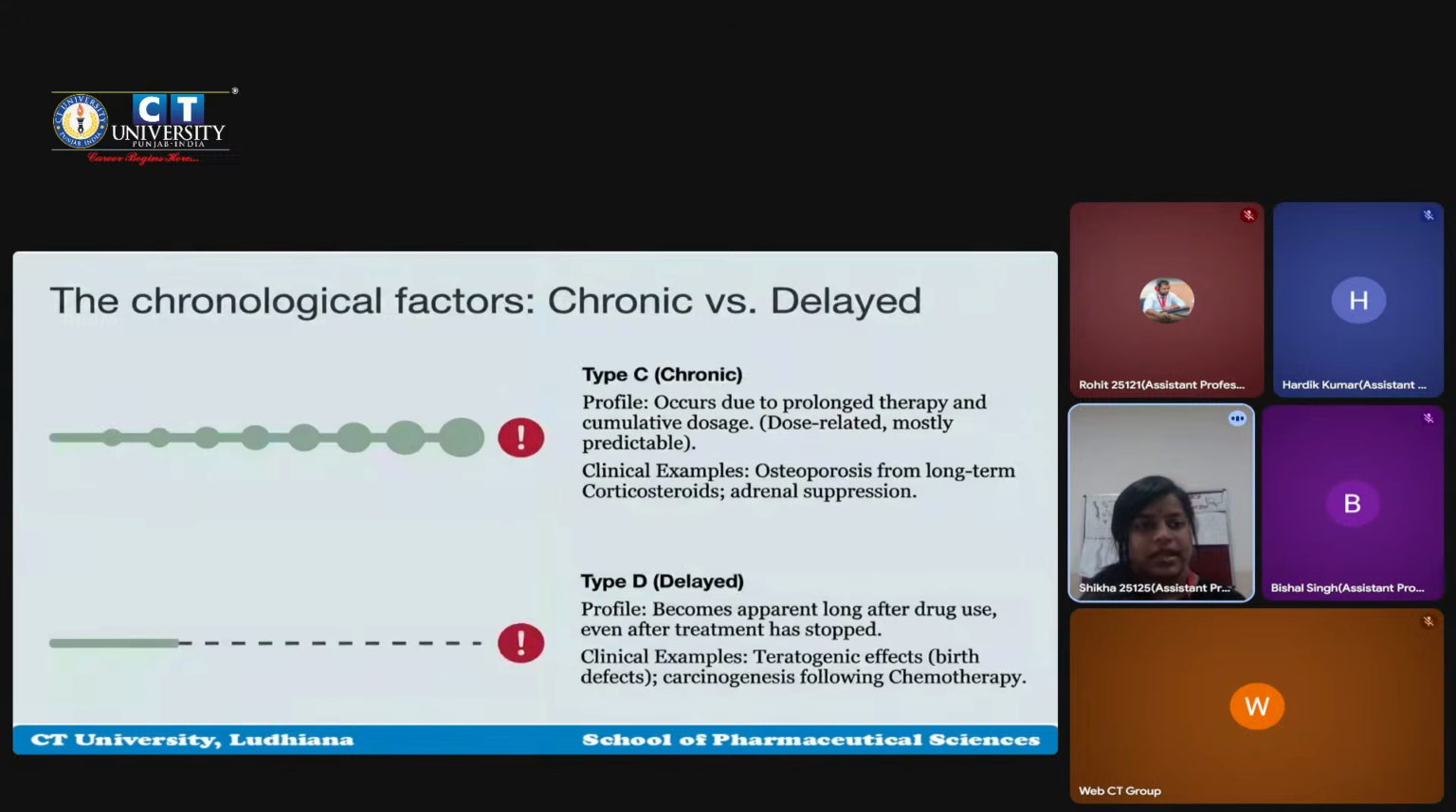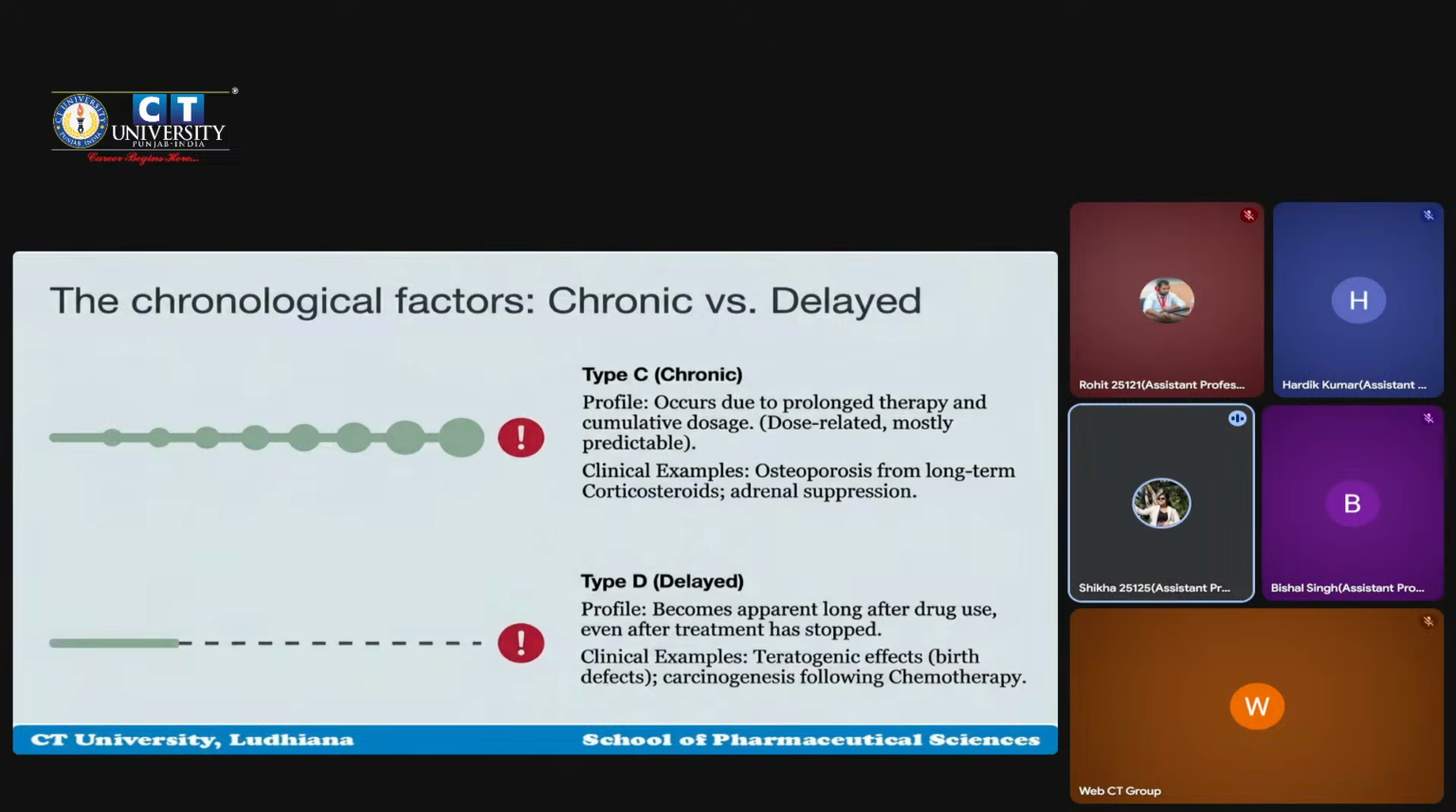Moving on to the next, it is chronic versus delayed. As I told earlier, type C plus type D. Type C stands for chronic and type D stands for delayed. Its profile is that it occurs due to prolonged therapy and cumulative doses. It is dose related and mostly predictable. Again, I told you, osteoporosis with long term corticosteroids.